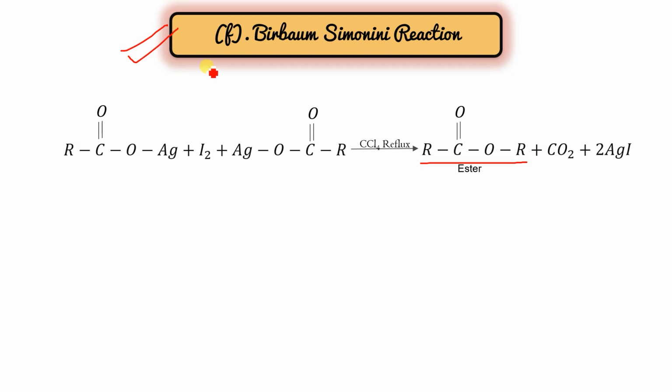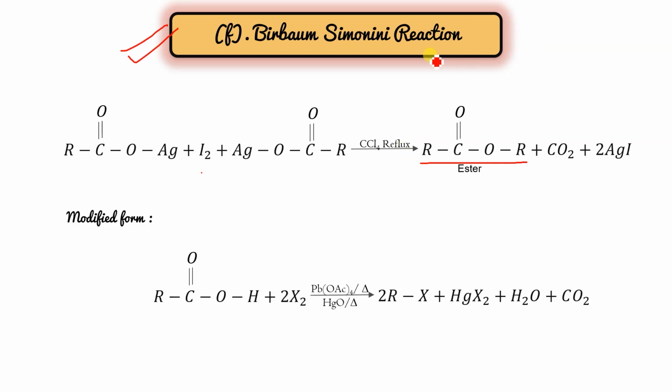In the Borodine-Simonini, as like the Hunsdiecker, bromine, silver salt of fatty acid, and iodine, halogen, we are using CCl4 reflux, we are using the same thing. But instead of giving RI, it is going to give you ester. And that's why it is important reaction. So you should know this, in MCQ it can be asked. Modified form is that instead of the CCl4 reflux, we can use lead tetraacetate also, in presence of HgO, heat karne pe it can give you.